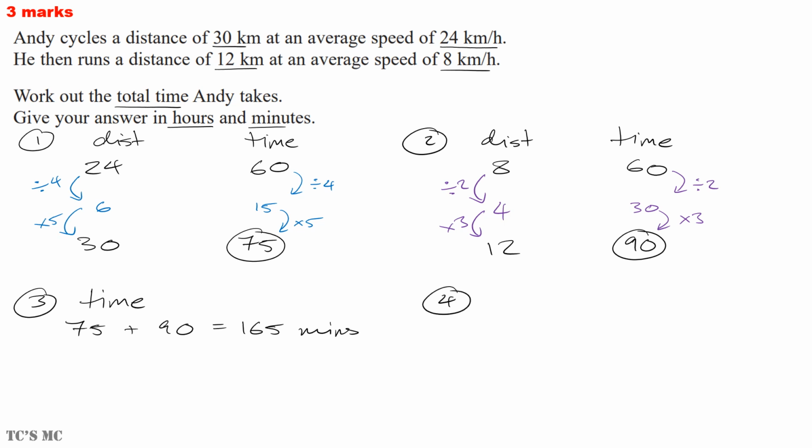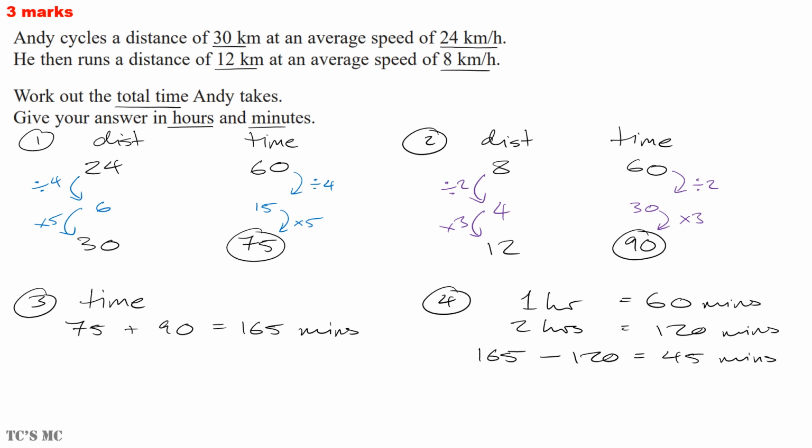Step 4, we need to convert that into hours and minutes. We know that 1 hour is 60 minutes. We know 2 hours is equal to 120 minutes. 3 hours would be 180 minutes, which is more than the 165. So now we are going to do 165 subtract 120, and that is 45 minutes. So in total, Andy takes 2 hours and 45 minutes. And that is our third mark.